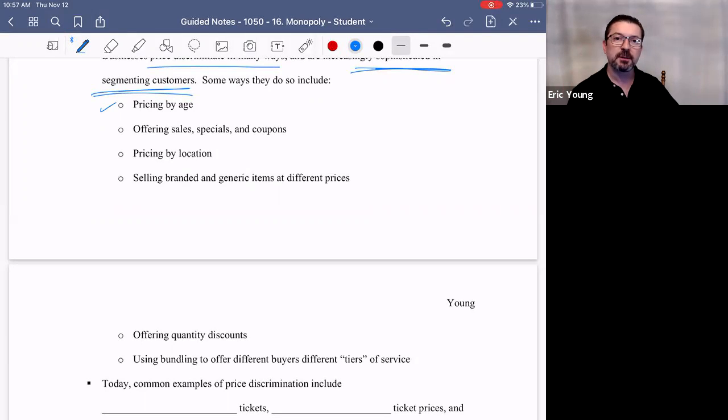A 12-year-old gets a cheaper meal at a restaurant than an adult. A senior citizen also gets a cheaper meal than a non-senior citizen adult. Restaurants have different menus, same food, based on age. Senior citizens get lots of discounts everywhere, so do kids. Sometimes you as college students get discounts. Offering sales or specials or coupons is a really effective way to price discriminate.